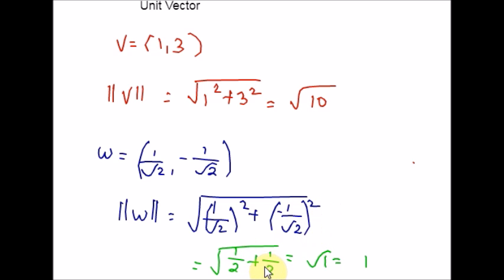So half plus half. Square root of 1 is nothing but 1. So this is a unit vector and v is not a unit vector. Hope you understand the difference. The previous problem we saw is under some direction.